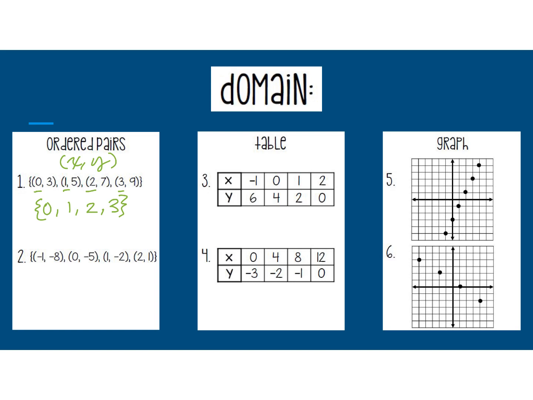In a table, again, we're only looking at the x values. So that's -1, 0, 1, and 2.